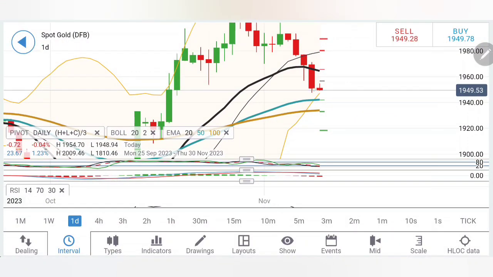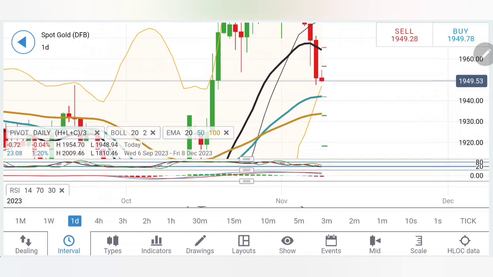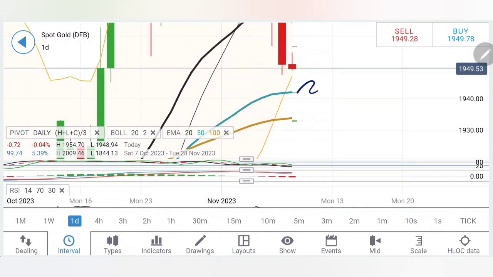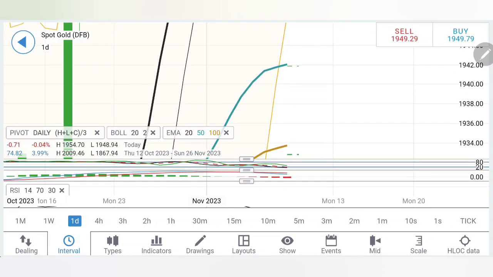Now it is trading below the 20 period moving average. In general, once it trades below the 20 period, it may try to achieve the 50 period moving average here at 1941-42 levels, which is definitely a very good support here. We have to be trading with caution at around 40-42 levels.